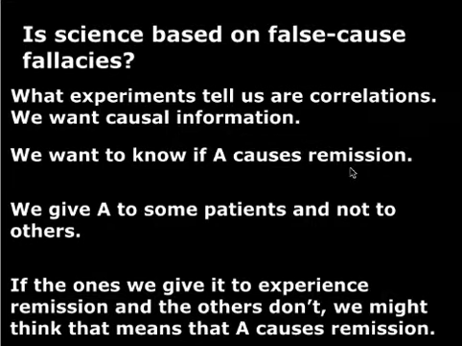How does the experiment work? Well, we give A to some patients and not to others. And if the ones we give it to experience remission and the others don't, we might think that that means that this compound causes remission. But notice that's a correlation. Everyone we gave the compound to experienced a statistically significant level of remission in their cancer or something like that.